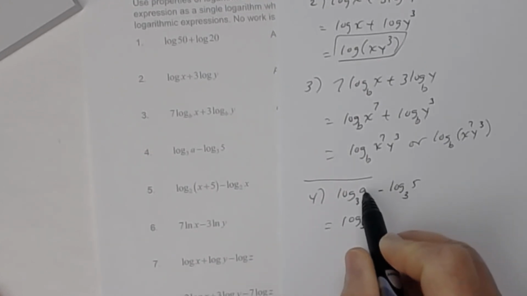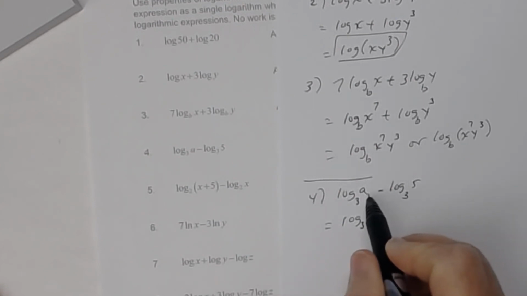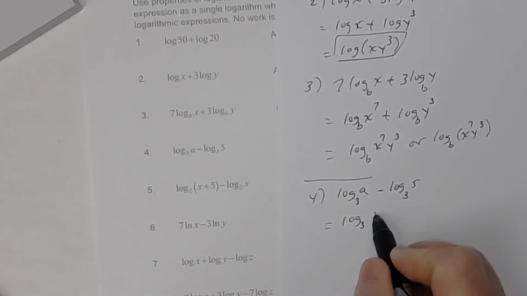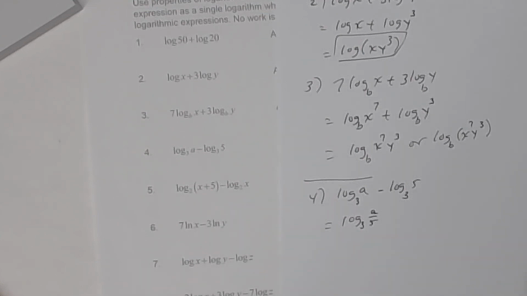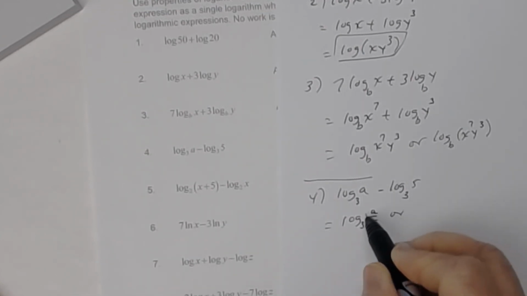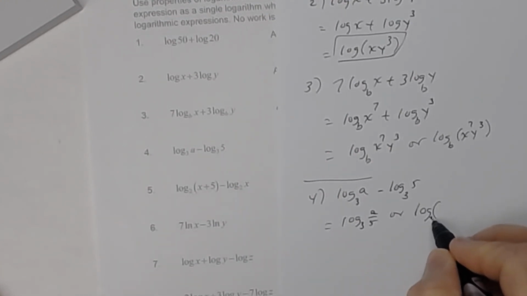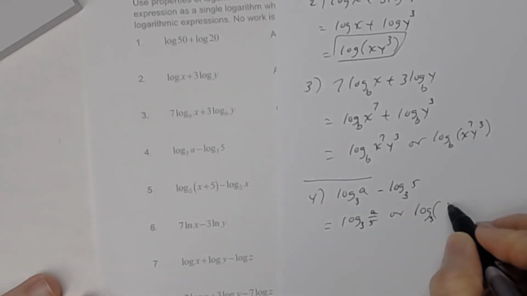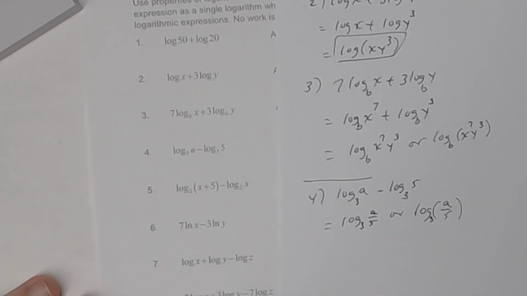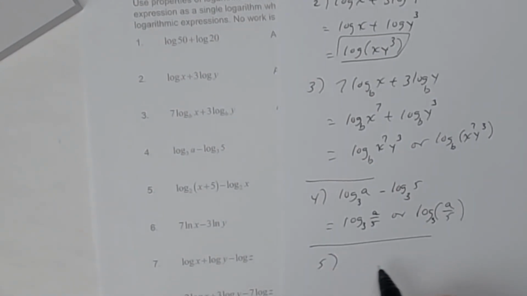And this is going to be, remember, the quotient rule you're using. So you're going to say a divided by 5. And if you want to put the argument in parentheses, it'll look like this. Log base 3. Don't forget the base. The base is 3. If you leave the base off, it's not correct. Of a divided by 5. All right, so that was number 4. Very simple. It's not that difficult.